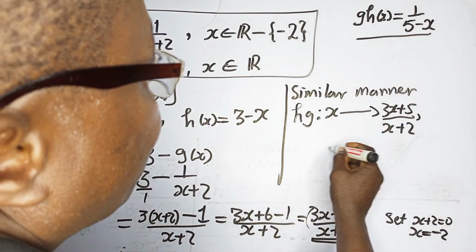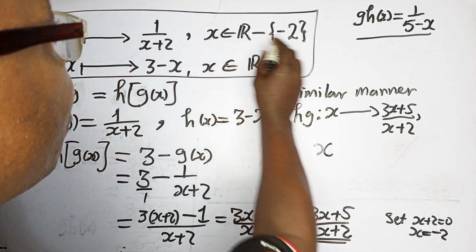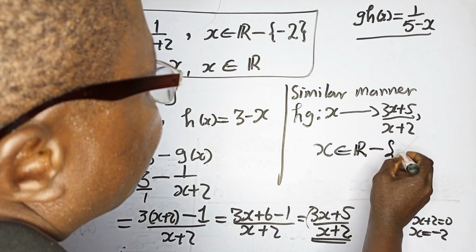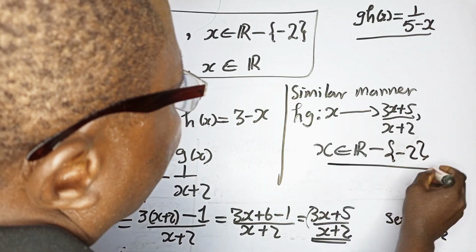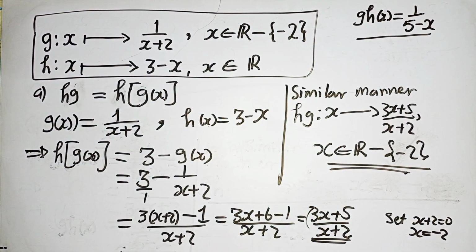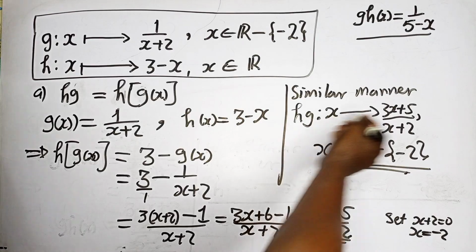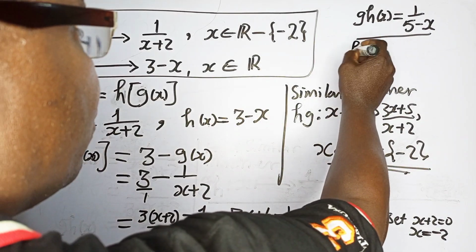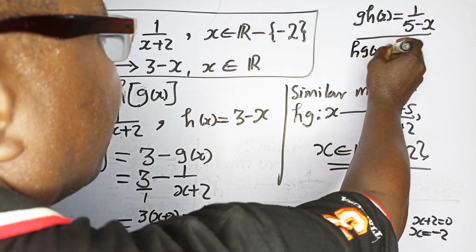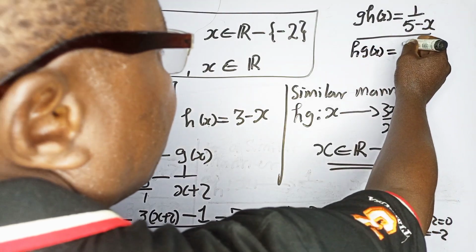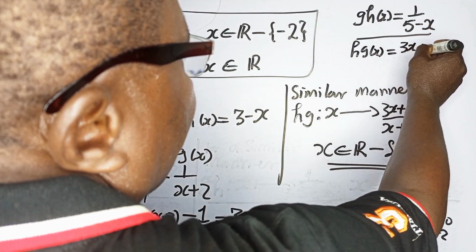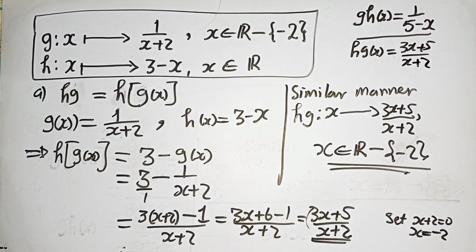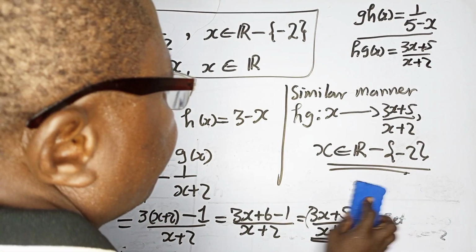So, comma, then we now say x. Remember, we're following that same manner. x is a real number except -2. So hg of x in a similar manner will be written as such. Since we will need it in our next part, let's also write hg of x here so that we will not mix up things. It's equal to 3x plus 5 all over x plus 2.